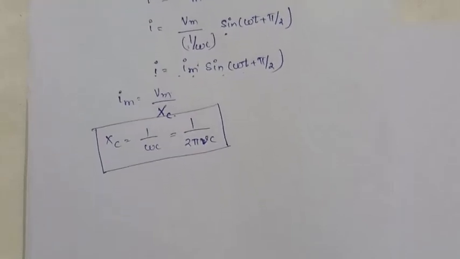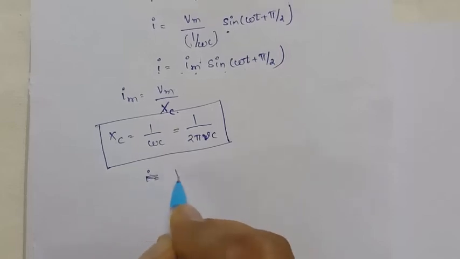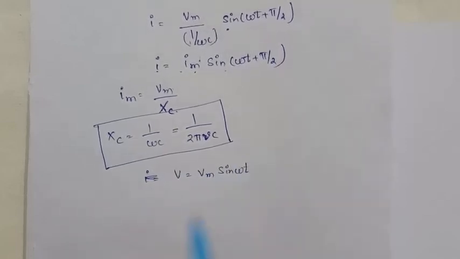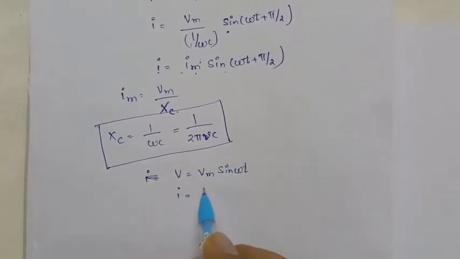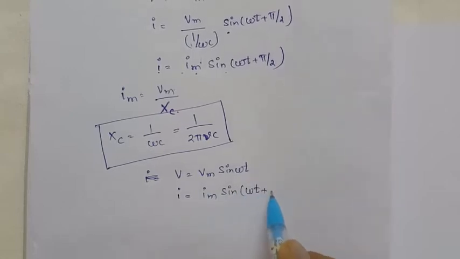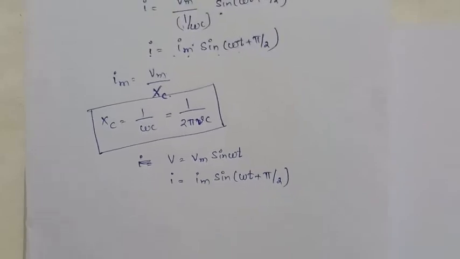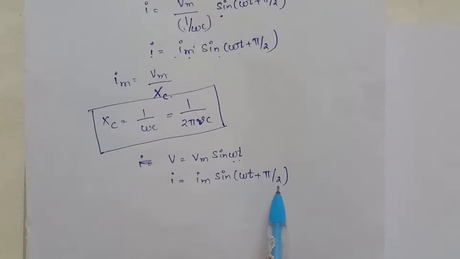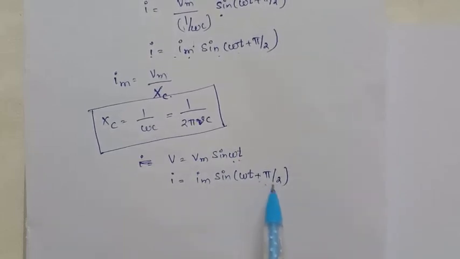So what is the voltage you apply? V = Vm sin omega t is the voltage applied. And what is the current? I = Im sin omega t plus pi by 2. So observe these two equations. Is there any phase difference? Here omega t, but here omega t plus pi by 2. That means the current is leading by pi by 2.